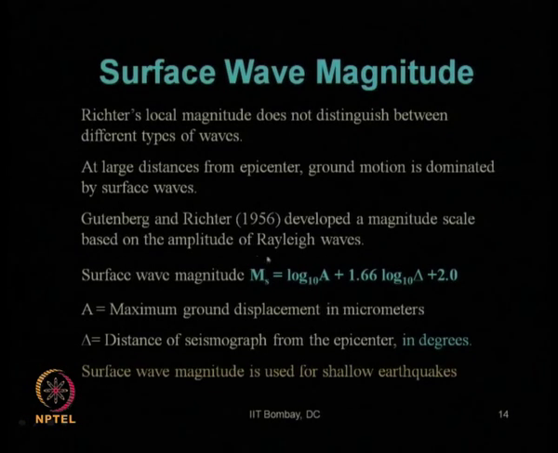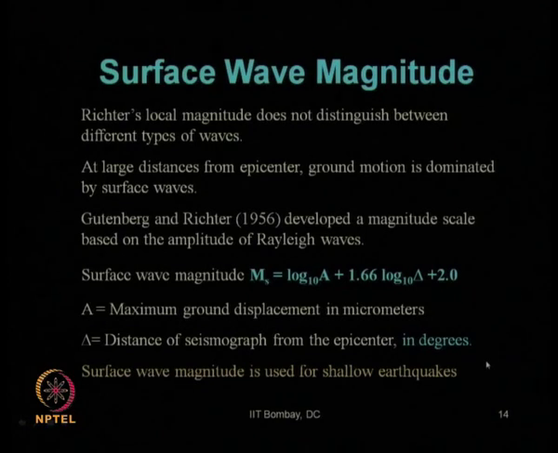So, what does this empirical relation say? What are the various units and components? This A is nothing but the maximum ground displacement in the unit of micrometers. Remember here, there is a change. It is not in millimeter, it is in micrometer unit. And this delta is the distance of the seismograph from the earthquake epicenter in the unit of degrees. Okay? This delta is the distance of your seismograph from the epicenter in degrees.